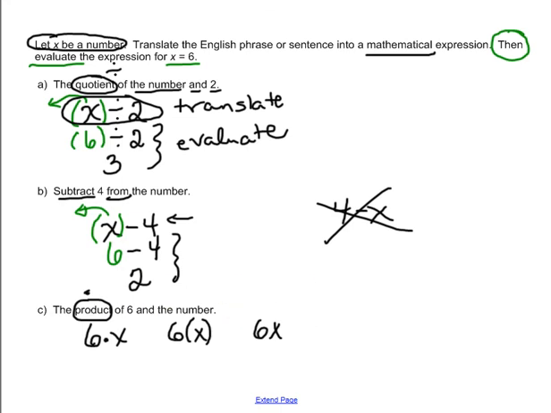Then our final step is to do the evaluation for x equals 6. So we're going to come down here and we've got 6 times x. Well, remember what we said, that x is going to go out, and in its place is going to come in that 6. In this case, we have 6 times 6. Well, that's fine. 6 times 6 is 36. So there's the evaluation part, and up here, remember, we did the translation part.